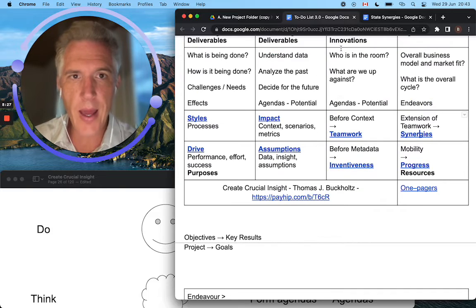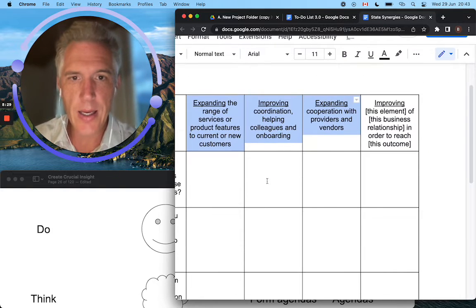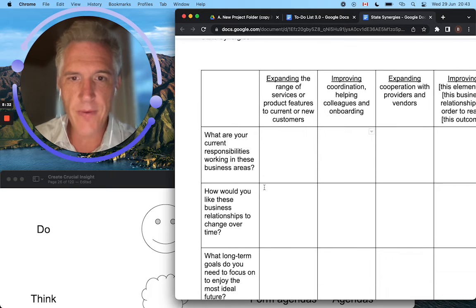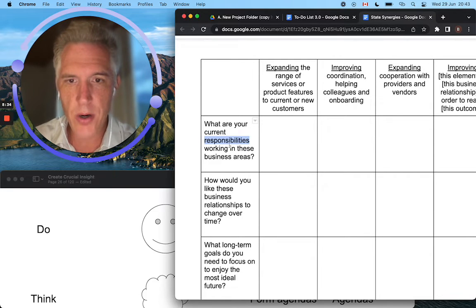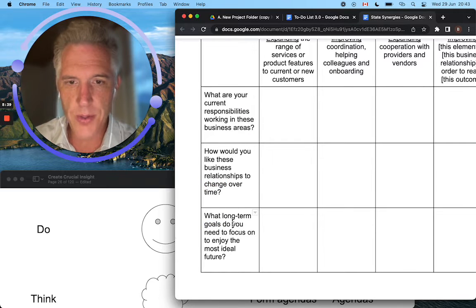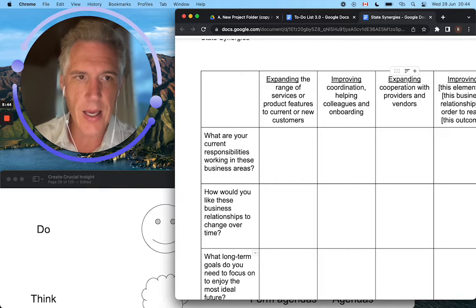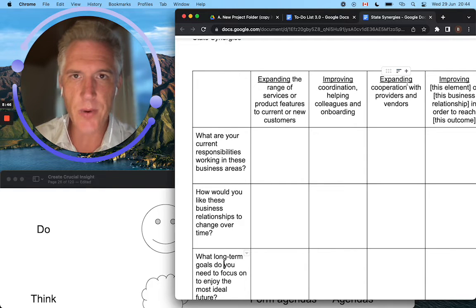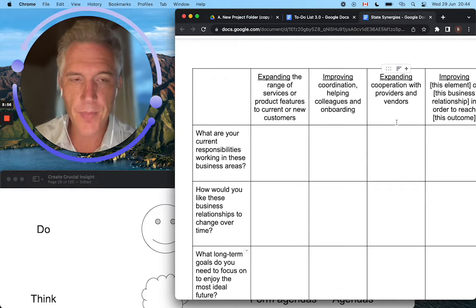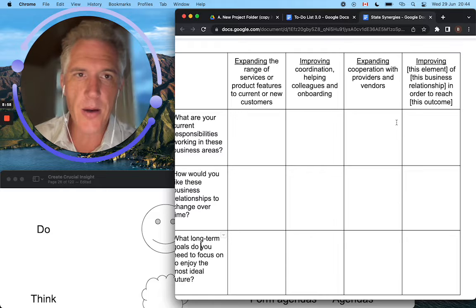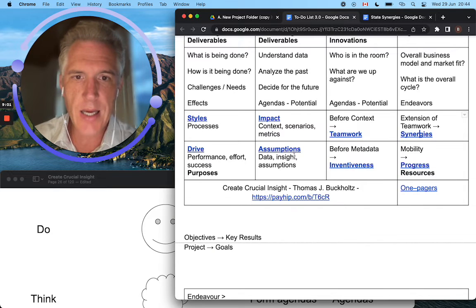All right, so all of that, you can see all of that within this table. Now, the benefit of this is we can talk about now, current responsibilities, change over time, and we can talk about long-term goals. All right, so that's why it's expanding, improving, expanding, improving, because we want to grow, develop, and we want to be ahead of the customers so that when they call, the product or service is ready for delivery.